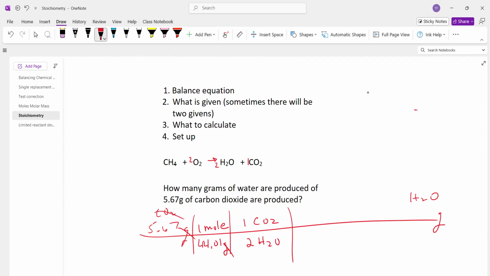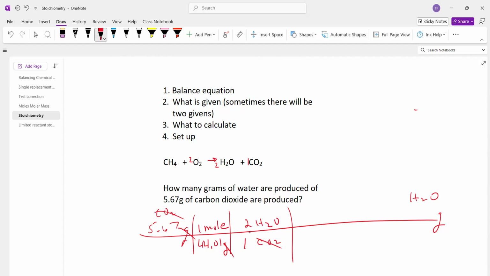Why doesn't the carbon dioxide cancel? Gotta flip it, right? It should be on the bottom. Now it can cancel.